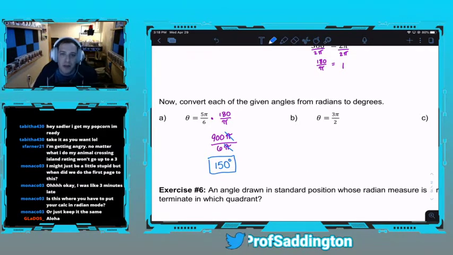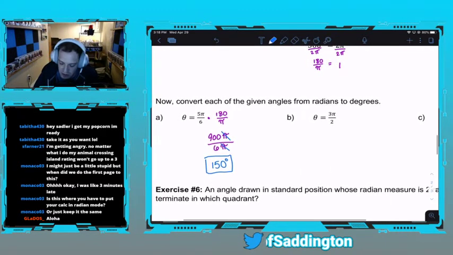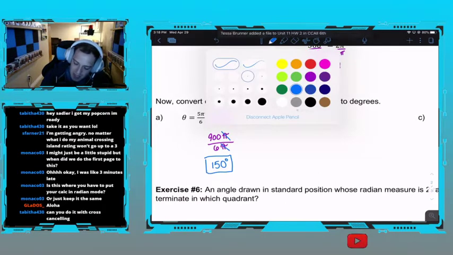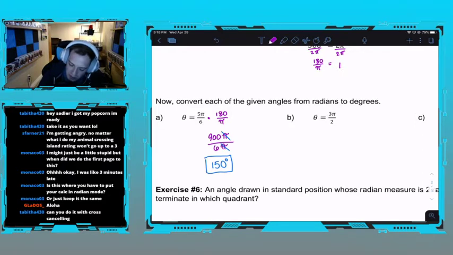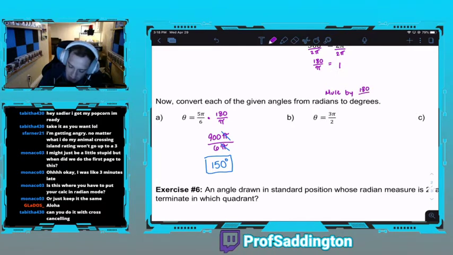So if we go to part B, we got 3 pi over 2. So again, this time you're being asked to change it from radians to degrees. So if you're changing it from radians to degrees, we're multiplying by 180 over pi. So we're going backwards.